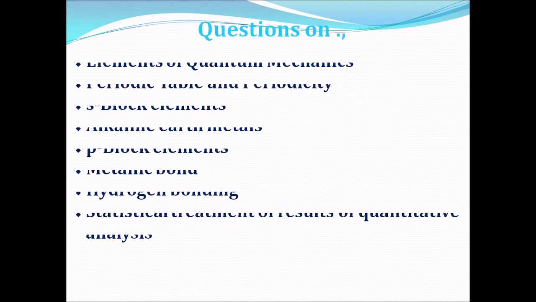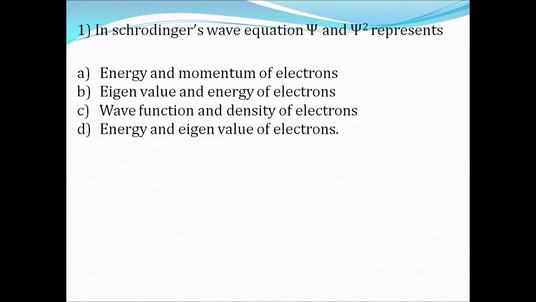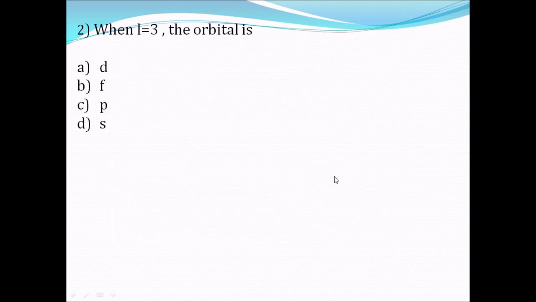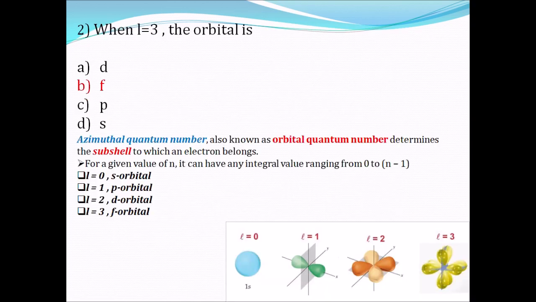Here is the volume 1 question and answer. We covered these topics. First question: in the Schrodinger wave equation, psi and psi square represent what? The psi represents the wave function and psi square represents the density of the electron. When l is equal to 3, the orbital is f, because l is the azimuthal quantum number, and l equal to 3 represents the f orbital.